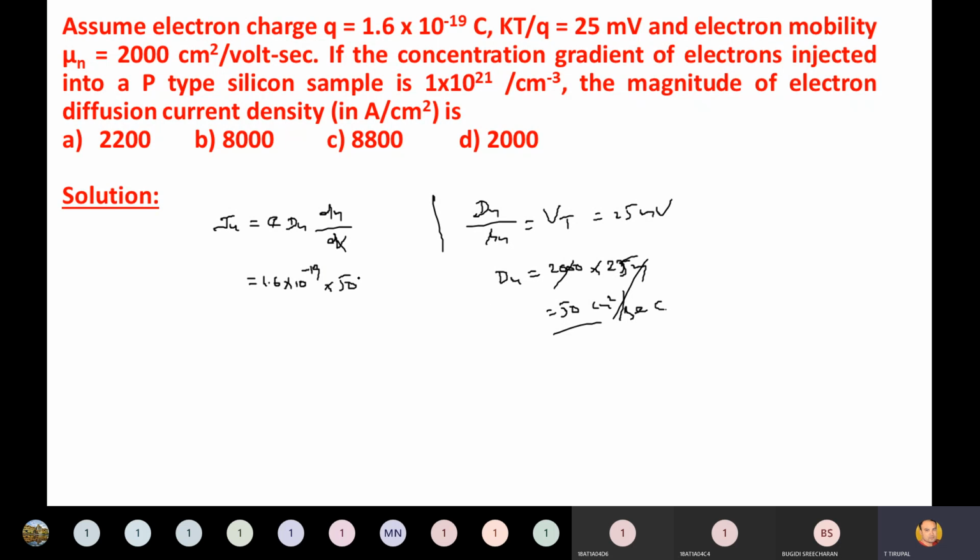Substituting, the gradient is 50 into 10 power 21. That is equal to how much? 8,000, sir. 8,000, right? Answer is B, 8,000. Okay, next problem.